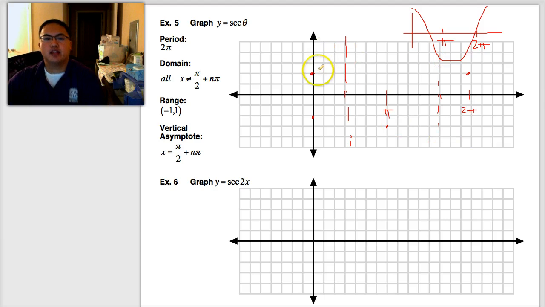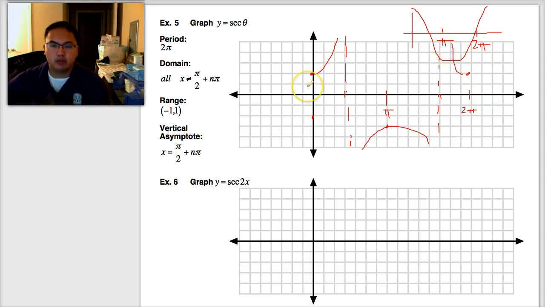And now since here on cosine it's a max, here it's supposed to be a min, it's going to look like this. In this segment, it's going to look like this. And then in this segment, it's going to look like this.